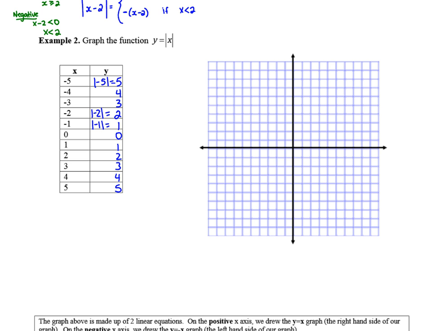-5 was 5. I can count, I think. 1, 2, 3, 4, 5. 1, 2, 3, 4, 5. Yeah. -4 was 4. 3, 2, 1, 0. 1, 2, 3, 4, 5. Okay, so those are the points that we want to connect.